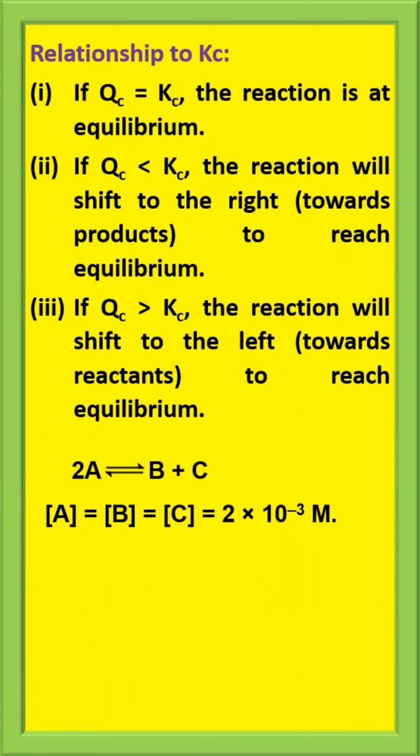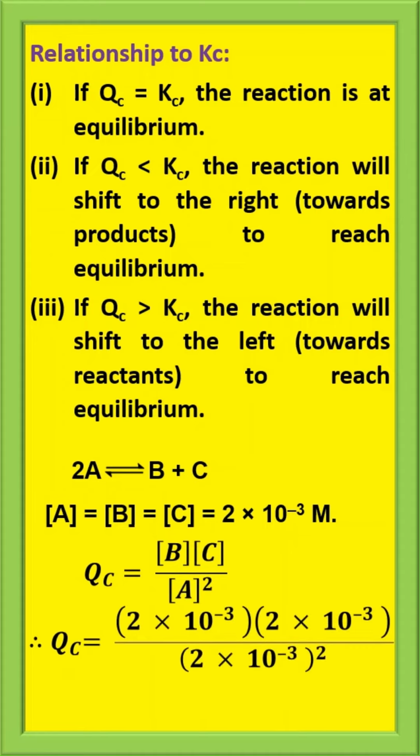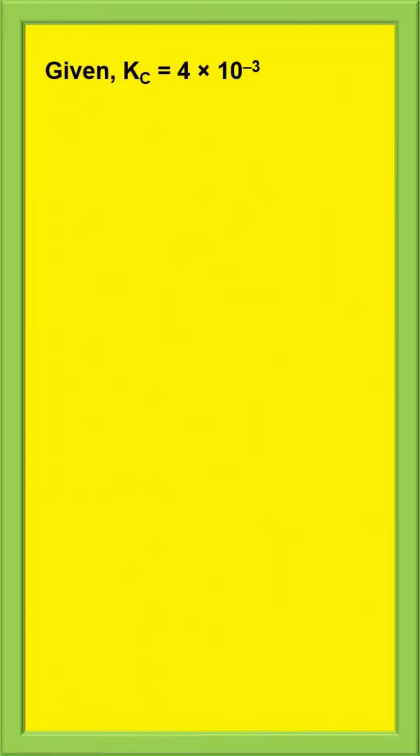the concentrations are given like this. So QC will be concentration of B into concentration of C divided by concentration of A whole square. So if we put the concentrations value, then it will be like this. On solving this, we'll get QC equal to 1. Okay, probably you can remember in the question the value of Kc was given like this, 4 into 10 to the power minus 3. So we have just calculated QC value is equal to 1.